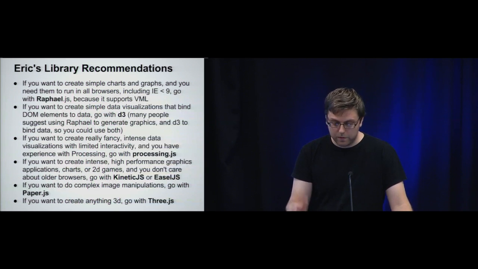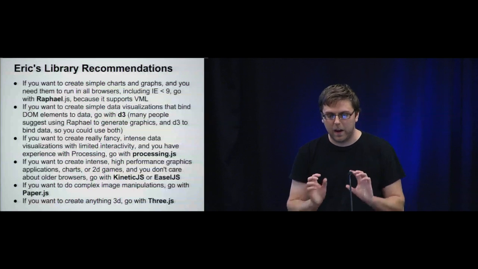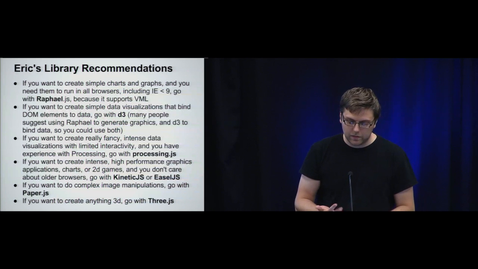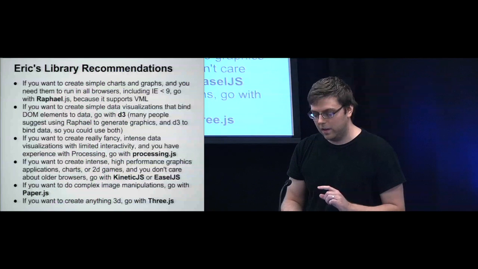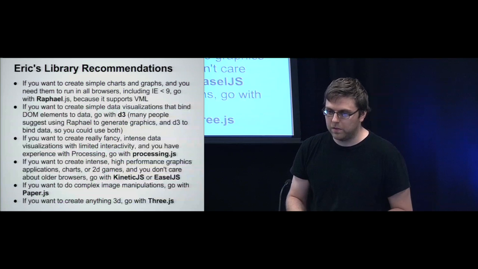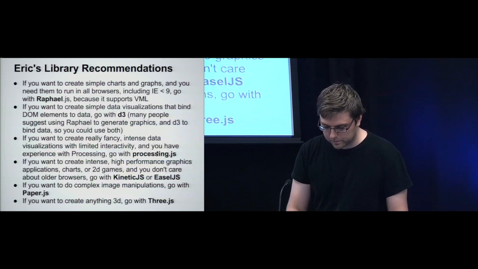And so, image manipulation. If you want to do complex image manipulations, I believe Paper.js has the best support for that. Their API is pretty interesting, and they have a lot of different options for accessing and manipulating pixel data. Even though Kinetic.js and Easel.js have built-in filtering, with which you can apply blurs, grayscale, and invert colors, those sorts of things, Paper.js has a little bit more functionality.